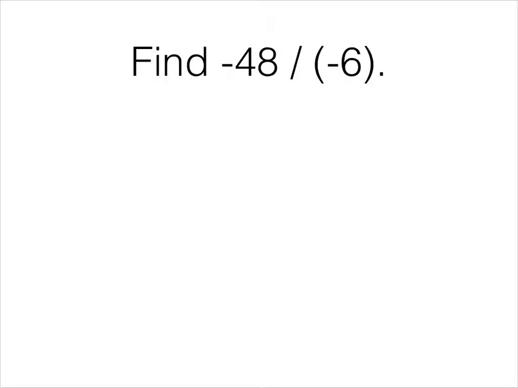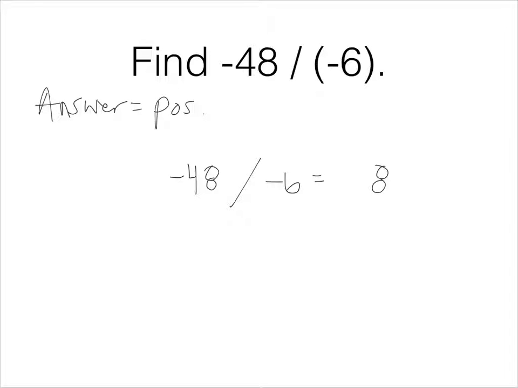So find negative 48 divided by negative 6. Here I have the same sign, so my answer is going to be positive. Same as before, same signs that I'm working with, and it's going to be positive. So then I look and say, okay, what are my numbers? 48 divided by 6 is going to give me 8. So I have negative 48 divided by negative 6. It's going to give me 8, and because I have 2 of the same signs, it's going to be a positive 8. So 8 is my final answer.